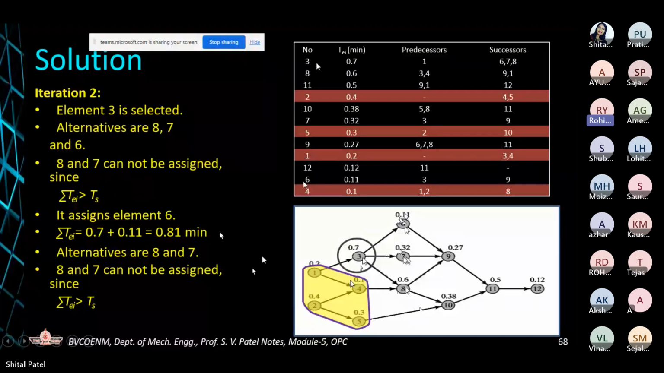Yes, ma'am. Okay. Why I'm not discussing this iteration is so that you should not get confused. You do not need to write these iterations. Directly make a table, make the network diagram and construct the group number of workstations, grouping the activities. Okay?